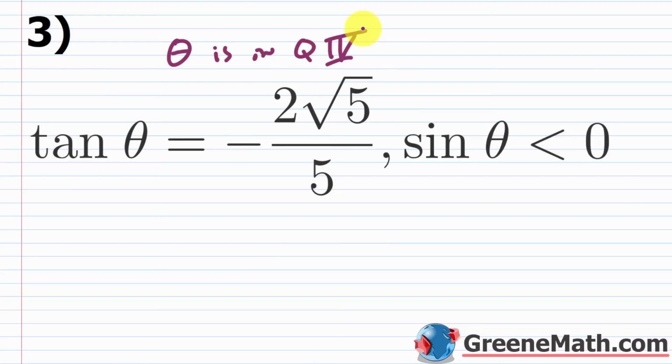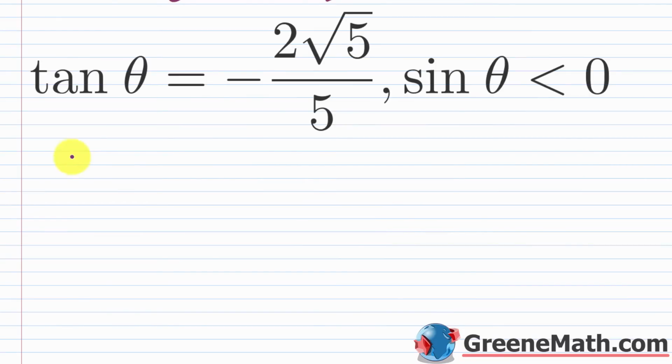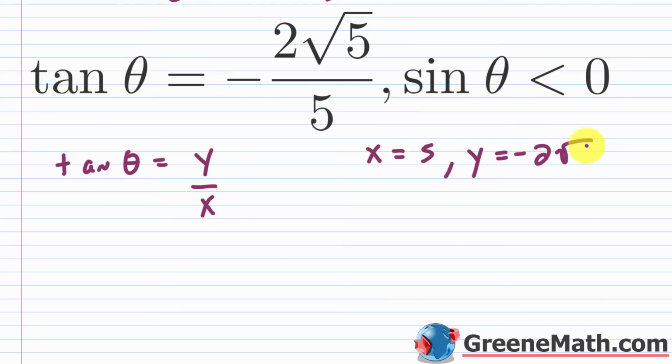Okay, so knowing that the x values are positive and the y values are negative. Okay, so we're given that the tangent of theta is equal to the negative of 2 times square root of 5 over 5. We know that tangent of theta is y over x. In this particular case, I know that the y values have to be negative and the x values have to be positive. So let's go ahead and say that x is going to be positive 5 and that y is going to be negative 2 times square root of 5.